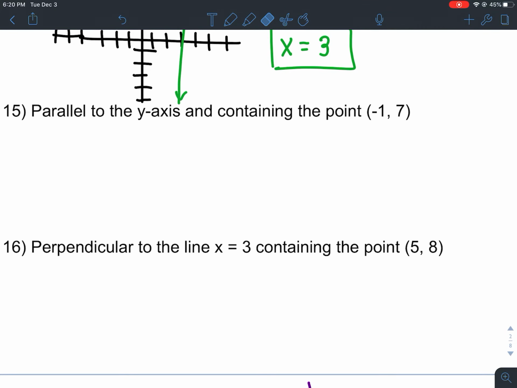Next one, 15. We want it parallel to the y-axis. Parallel to the y-axis and containing the point -1, 7. Okay, it says parallel to the y-axis. It mentions an axis. There's y by itself. So let's go ahead and graph this.